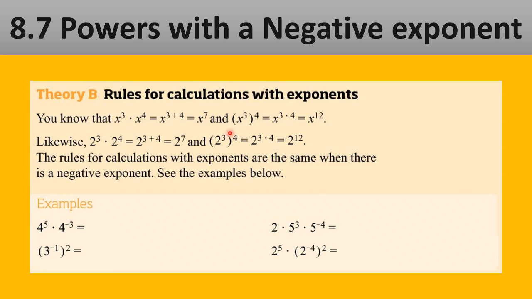Right? And this rule here, that's the same as we do a power to a power. Only now I don't have an x, I have a 2. That's the only difference in this theory. Instead of a letter as the base, we're going to use numbers as the base.